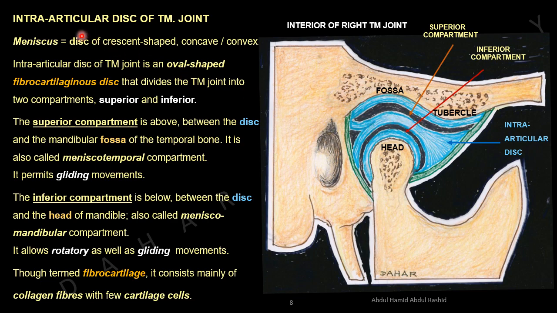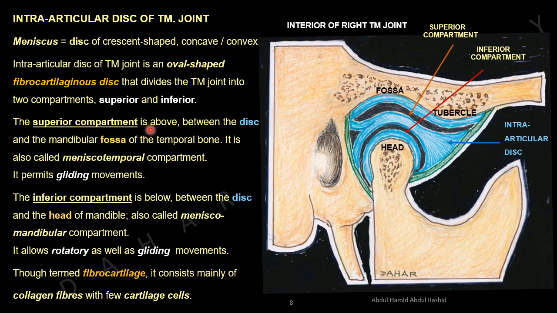Let's talk about the intra-articular disc of the temporomandibular joint. Meniscus means a disc of crescent-shaped, concave or convex structure. The intra-articular disc of the temporomandibular joint is an oval-shaped fibrocartilaginous disc that divides the temporomandibular joint into two compartments, superior and inferior compartments. We have already mentioned this one earlier. Now let's talk in more detail.